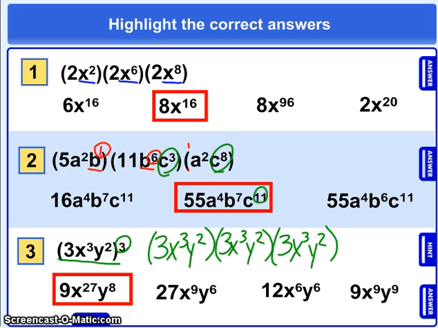Okay, so hopefully after working on this problem, you came up with 27 x to the ninth, y to the sixth. Okay, let's move on.